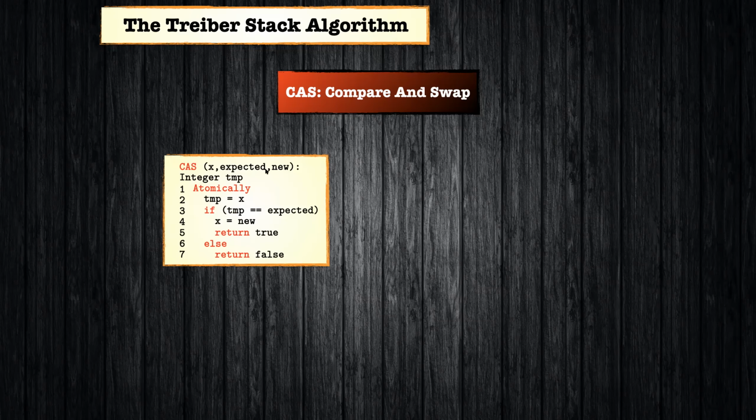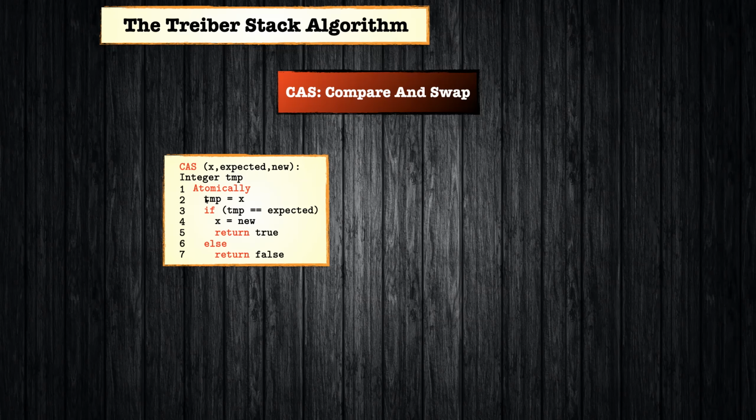So 3 input parameters: x, a variable, and expected and new, which are values. And it uses a temporary local variable called temp, which is an integer, provided that x, expected, and new are integers. Now, this can be instantiated to different data domains, but here we are working with integers, so all these are integers. So now, atomically do the following.